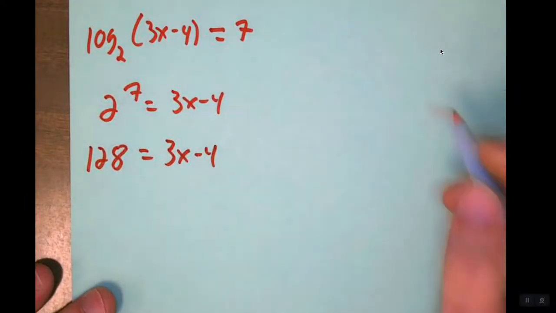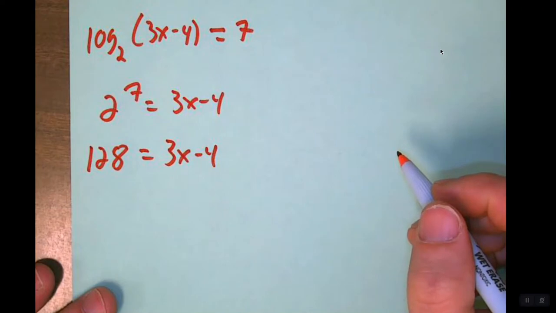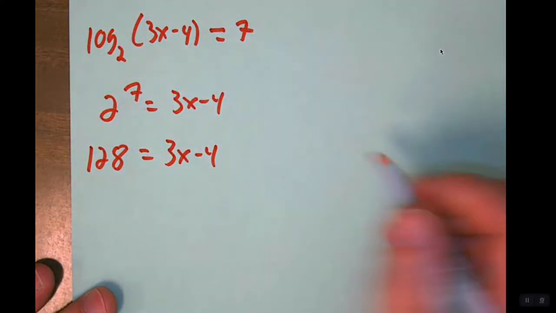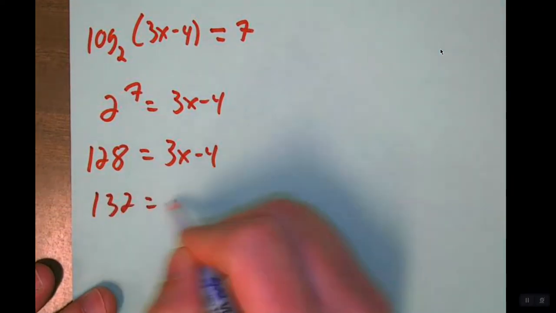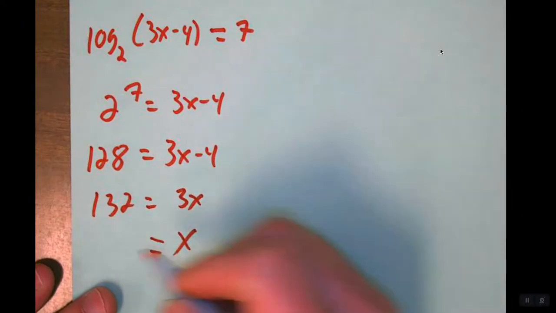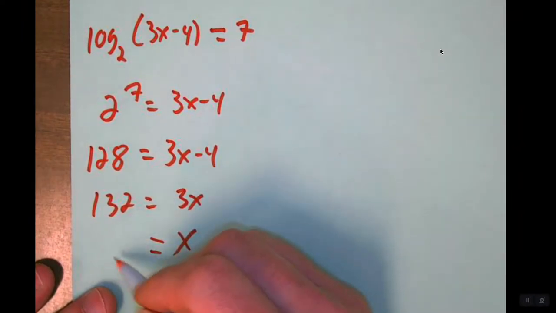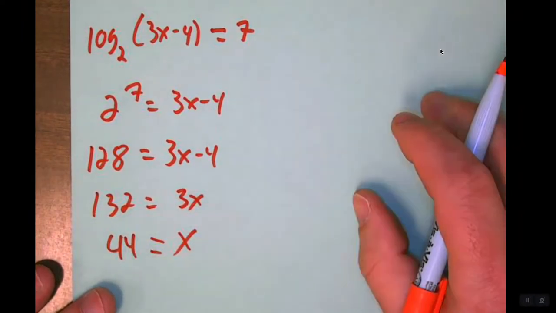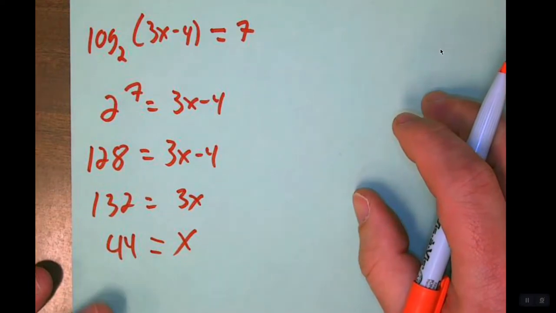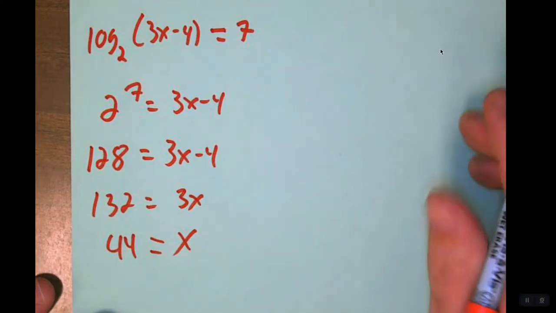And then I solve that. So I'm going to add 4. So I get, what, 132 equals 3x. And then I'm going to divide by 3. And I think I get 44. So that's pretty easy enough, right? Maybe it's more complicated. I don't know.